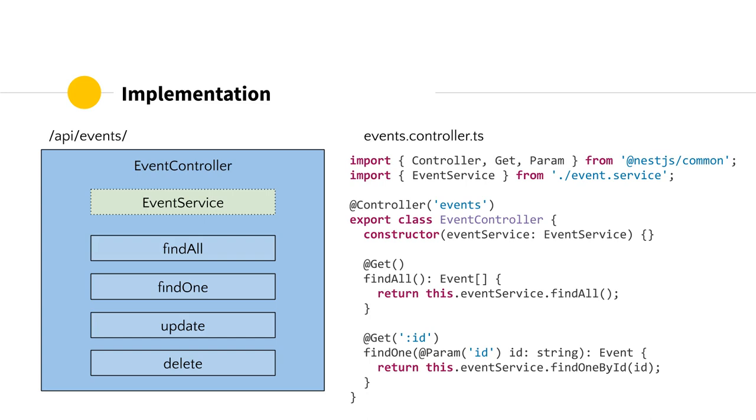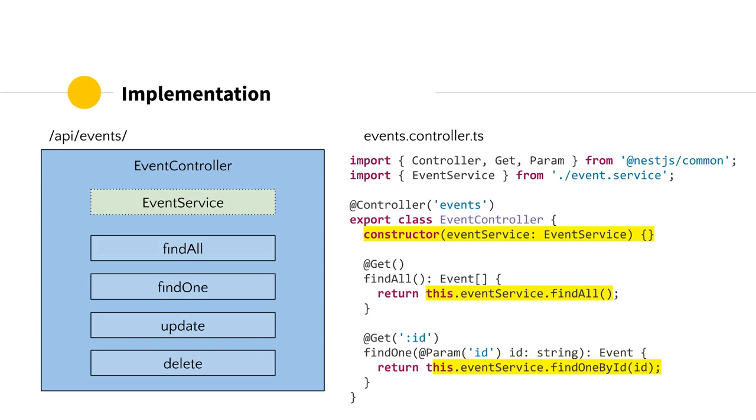The controller is generally just a class with some annotations that connects this class to the Nest framework. The controller decorator allows us to define the API endpoint we want to handle with this class. In our case, it's events. With the get decorator, we're able to define which method is responsible for the different actions on this resource. In this example, I've just added the list and request for a single event resource.